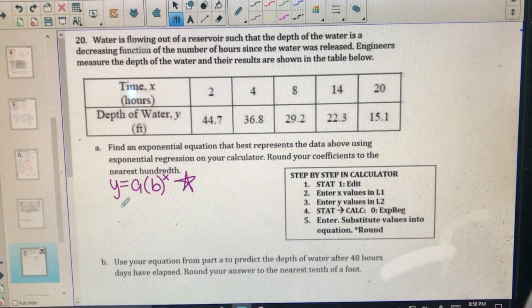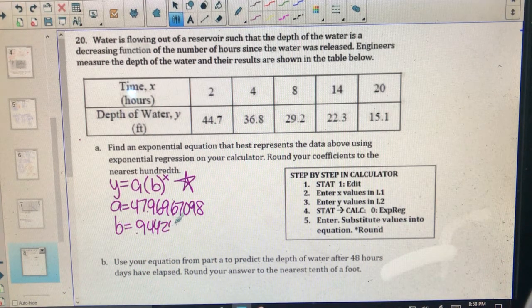Okay. Now I'm going to write out A. A is 47.96967098, and B is 0.9442414217.